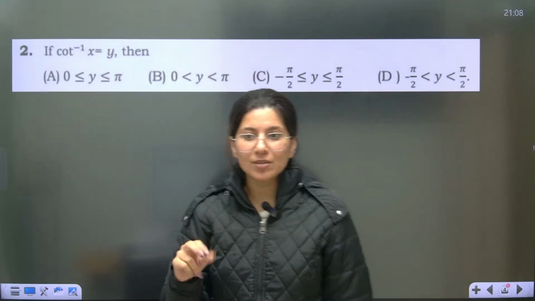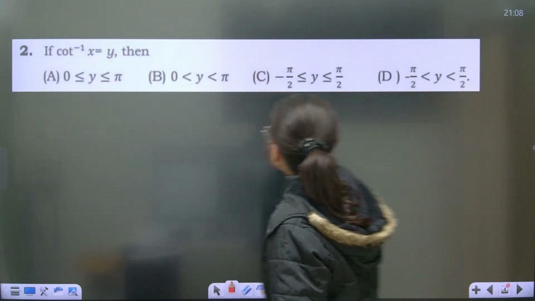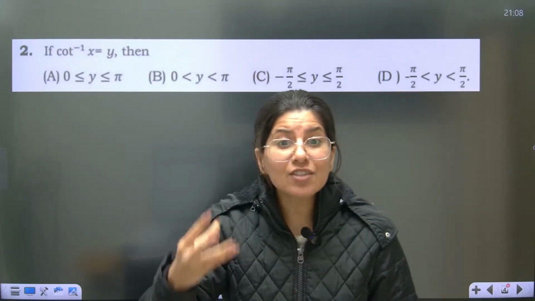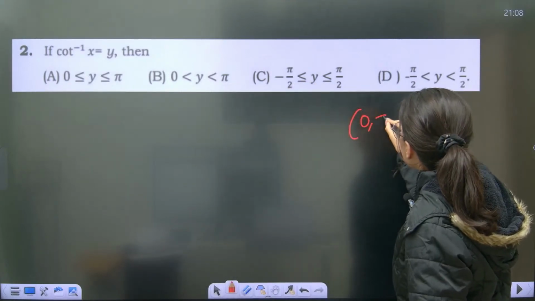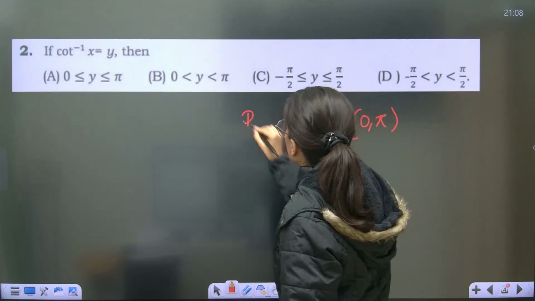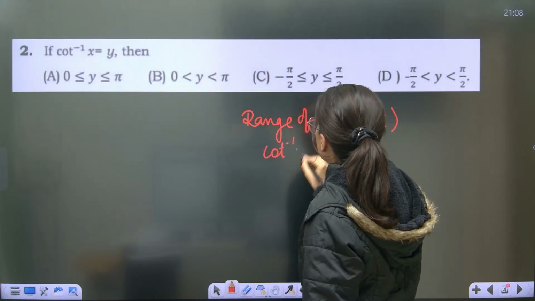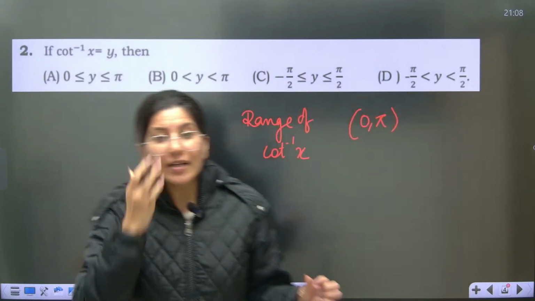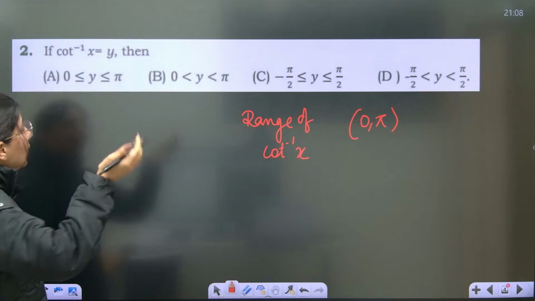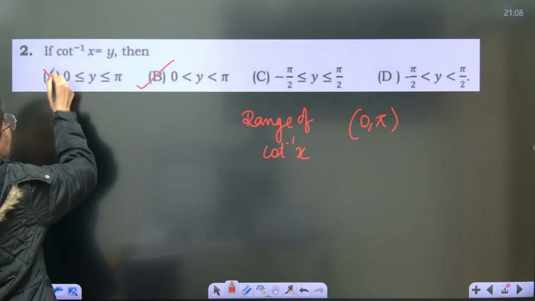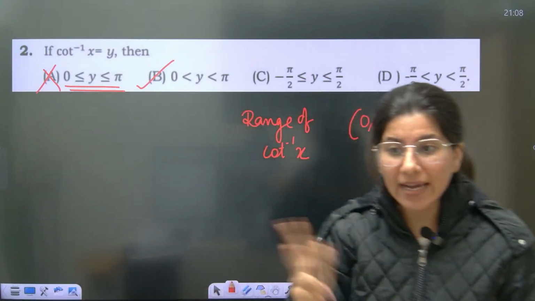Now, second question, very clearly: cot inverse x equals y, then y equals what? Basically, they are talking about the range of cot inverse x. And we all know that the range of cot inverse x is nothing but 0 to pi, open brackets, guys, open brackets, because cot inverse 0 is not defined and cot inverse pi is also not defined. So the answer is B and not A. You should be very careful about it. 0 and pi are open.